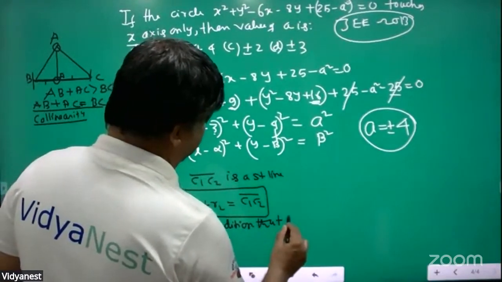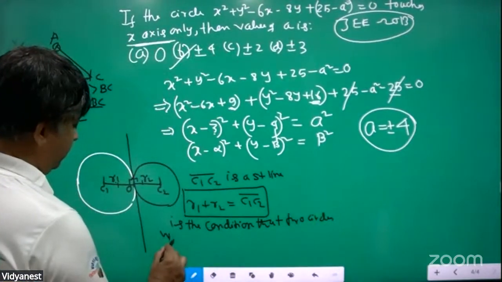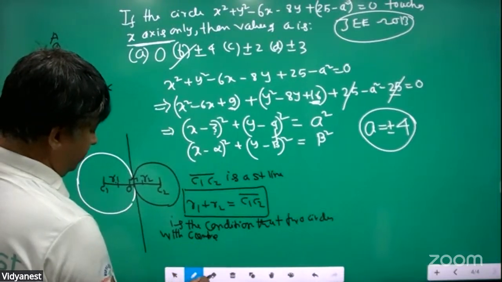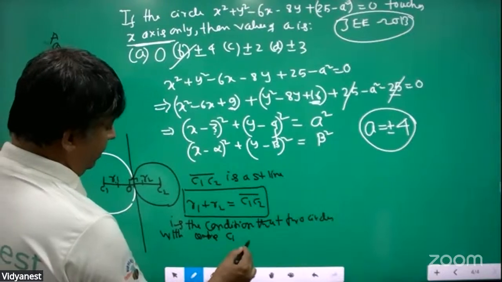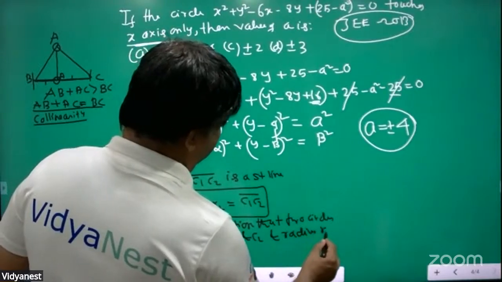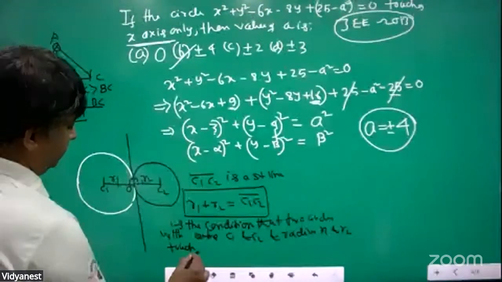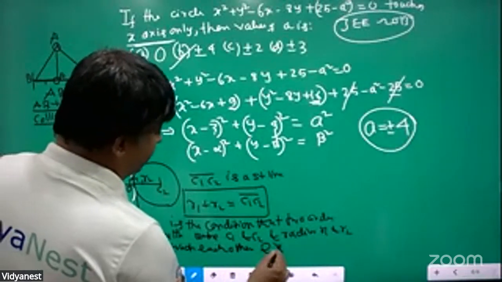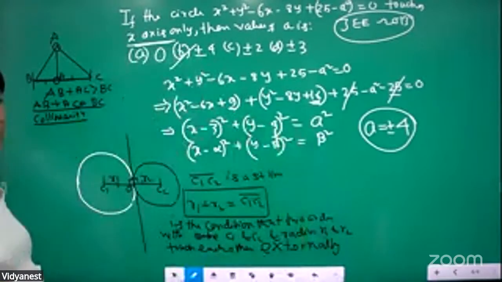that 2 circles with center C1 and C2 and radius R1 and R2 touch each other externally. This is the condition that they touch each other externally.